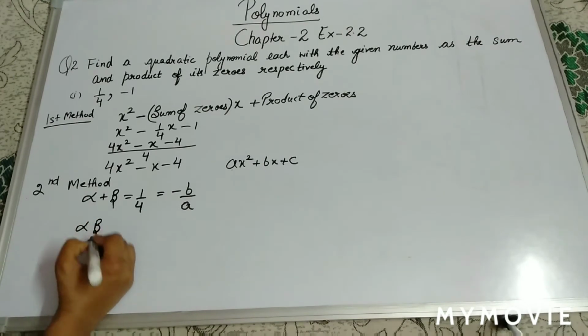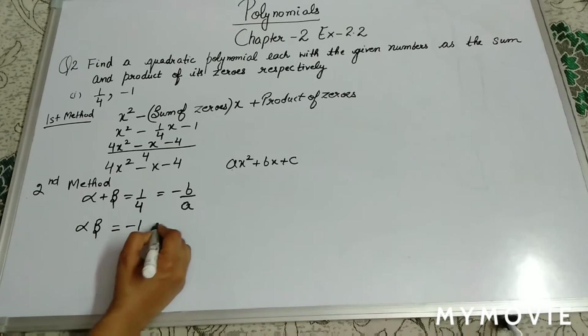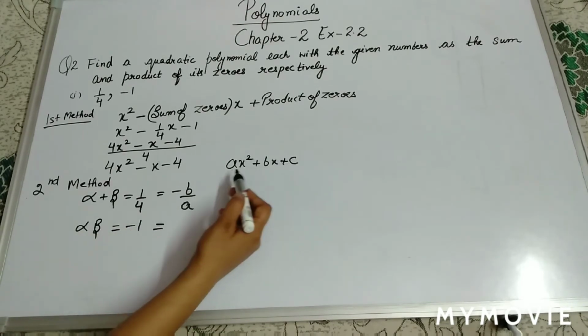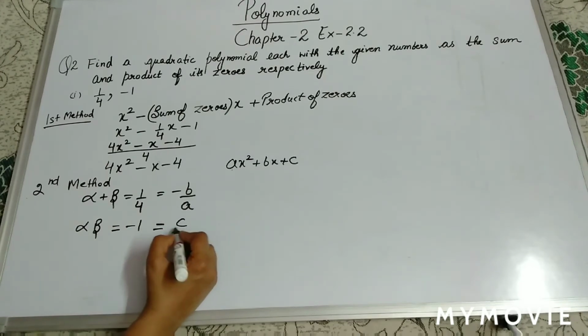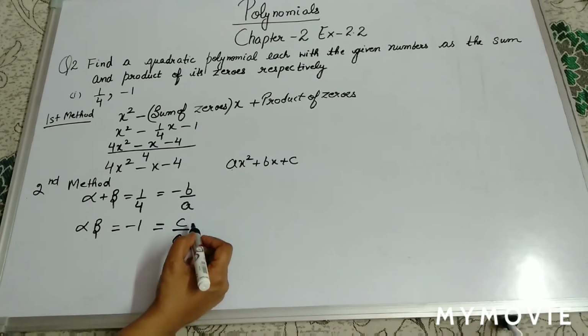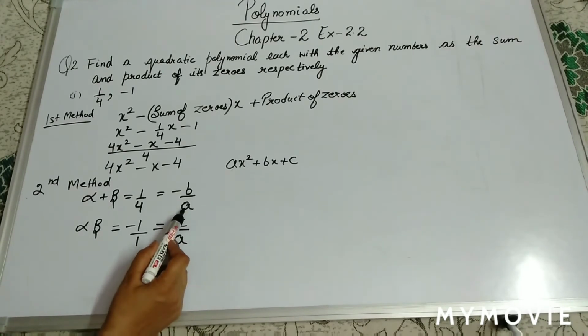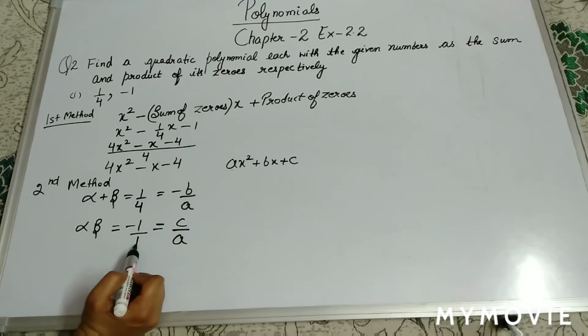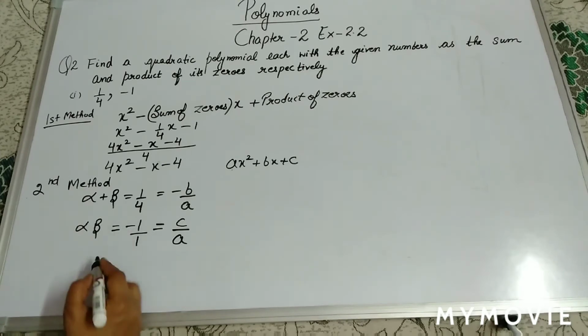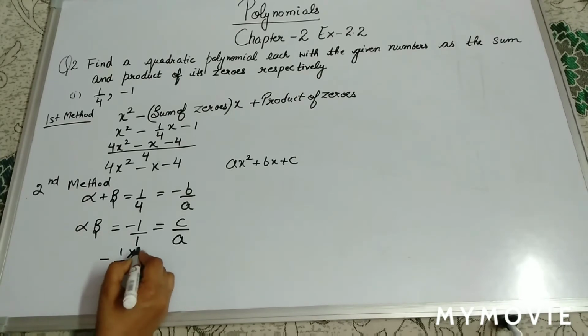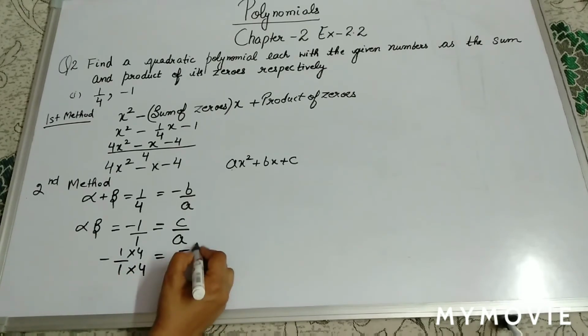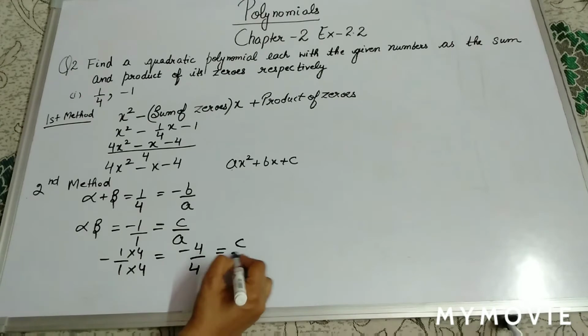Similarly write the product of zeros: alpha into beta is equal to -1, and the product of zeros is the constant term upon the coefficient of x square, that is c upon a. Now we will compare. Look carefully, there is nothing in the denominator, so 1 will come. The value of a here is 4, and here the value of a is 1, so the two values cannot be the same. What we will do is make 1 into 4, by multiplying both numerator and denominator by 4. So 1 by 1 into 4 into 4, and what you will get is -4 by 4, which is equal to c by a.